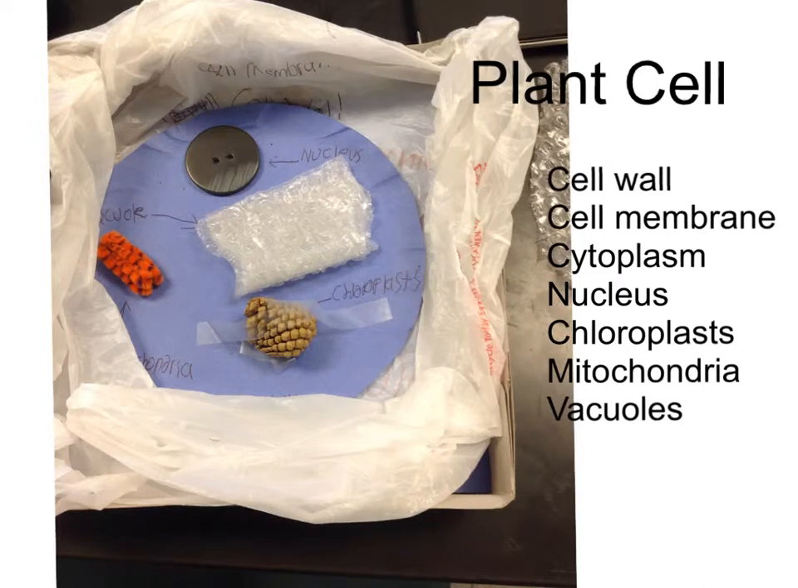My first model is a plant cell. A plant cell has a cell wall. It holds everything inside and makes the shape of the cell. Because of the cell wall, a plant cell cannot move from place to place.